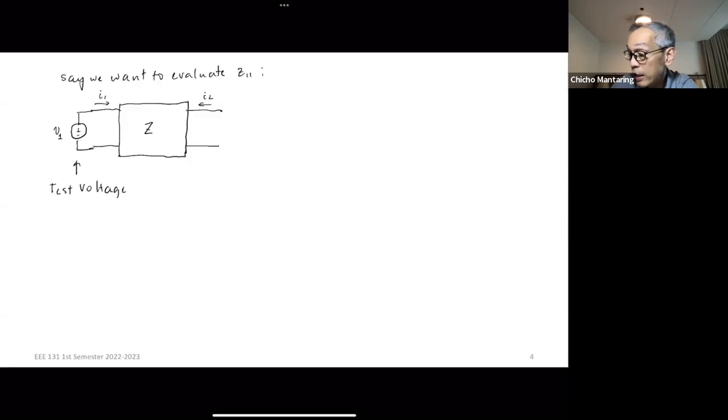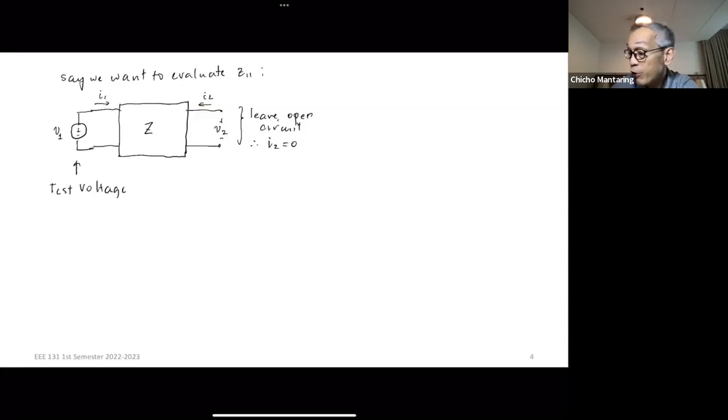And here, this is V2. I'm going to leave it open circuit. If I leave that open circuited, then I2 will be equal to 0. Kasi bukas to. May value ng V2 dyan, pero bukas siya. So I2 is going to be equal to 0.